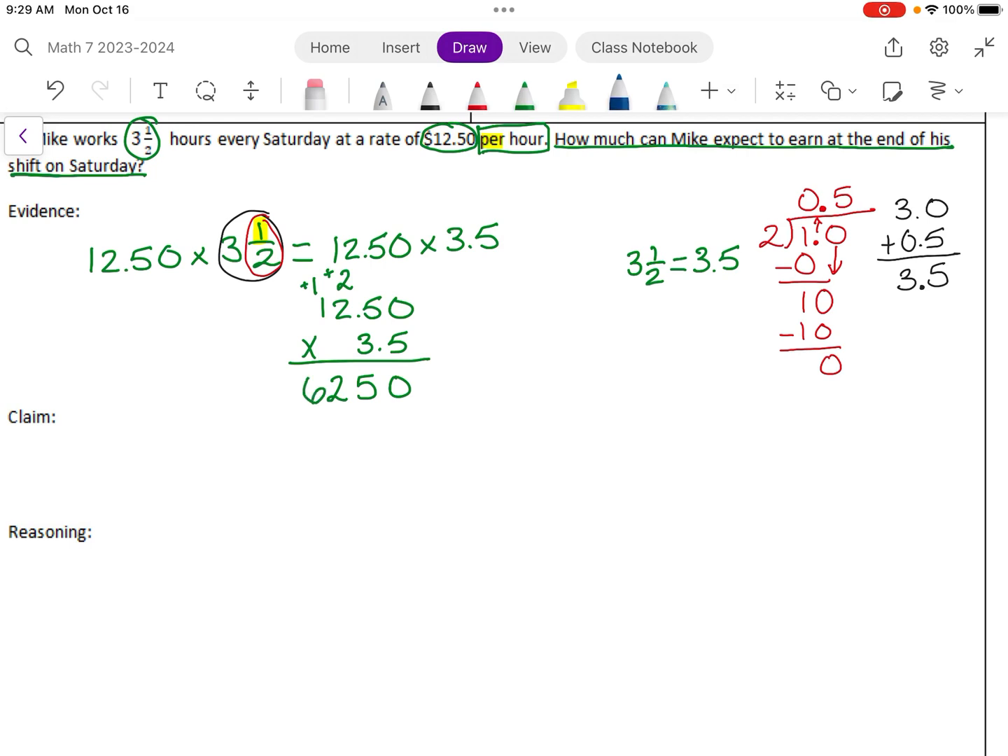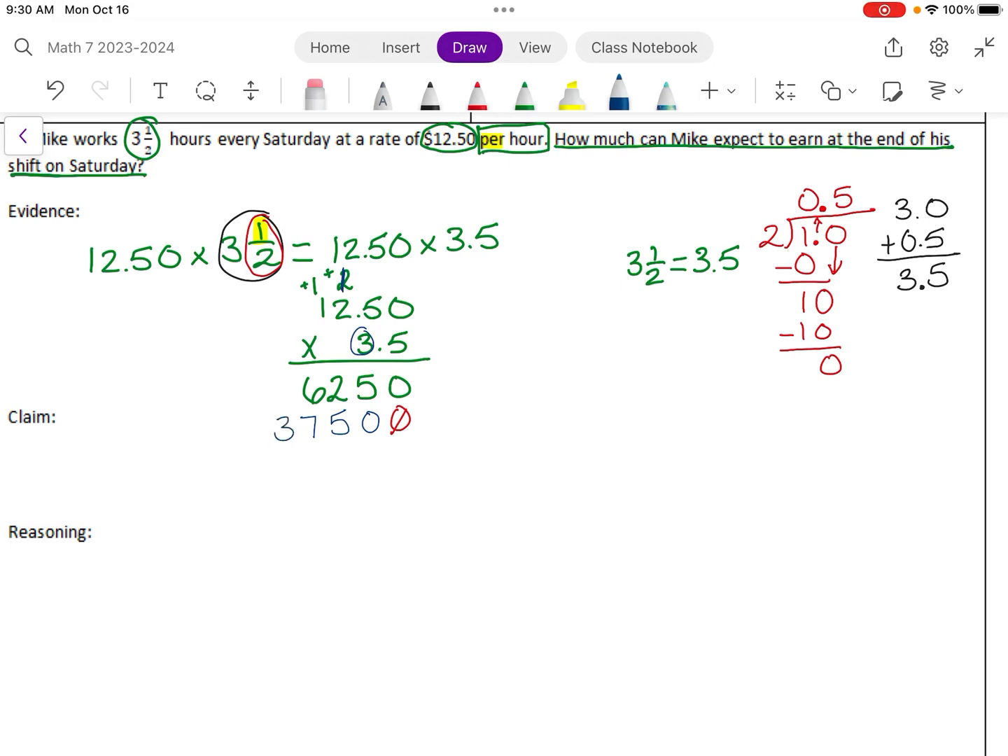Now I'm going to use my 3. So before I do that, make a placeholder. Okay. Now I get 3 times 0 is 0. 3 times 5 is 15. Put the 5 down here. Make that into a 1. 3 times 2 is 6. Plus 1 is 7. 3 times 1 is 3.